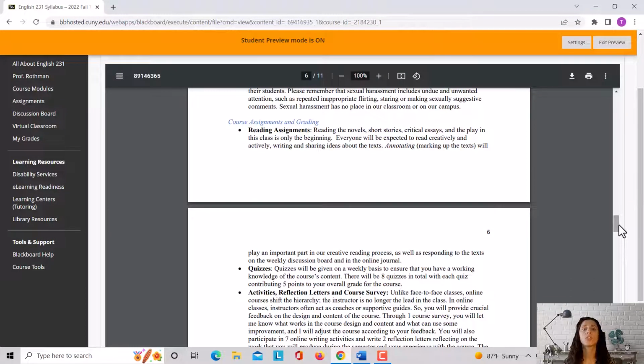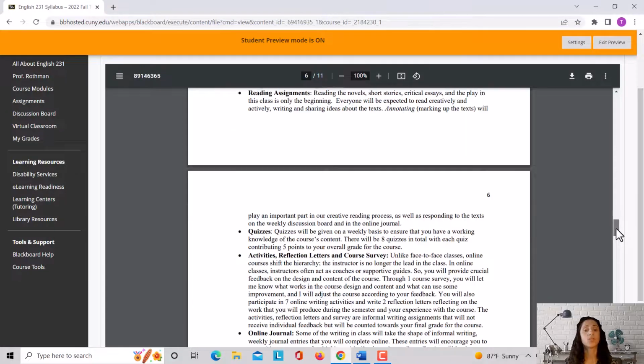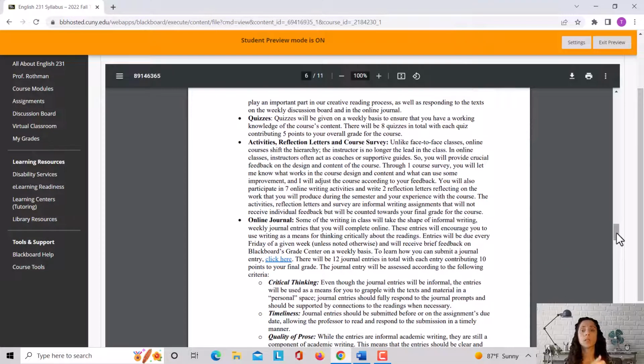So we have course assignments and grading. Of course, we start with the reading assignments, but that's just the beginning. We'll also have quizzes in this course. They'll be given on a weekly basis to ensure that you have a working knowledge of the course's content. And there are going to be 8 quizzes in total, with each quiz contributing 5 points to your overall grade for the course. There'll also be online activities, reflection letters, and a course survey as well.